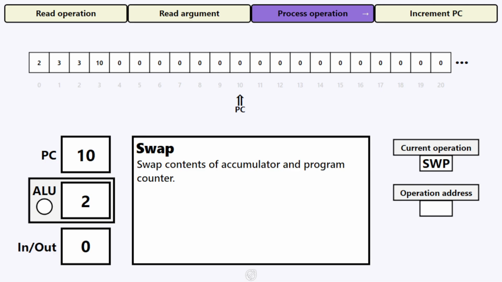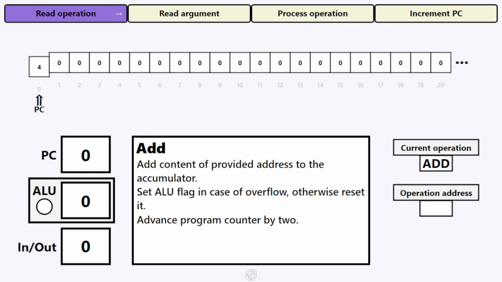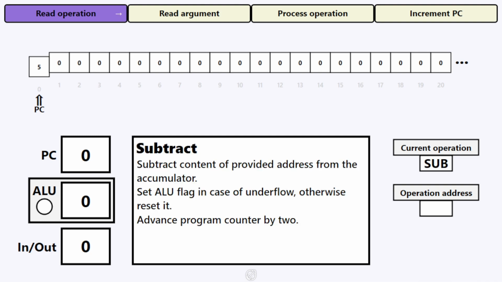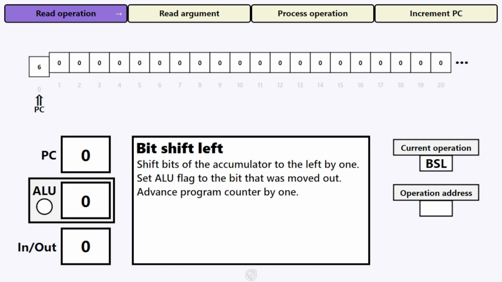Let's go to the next one. You know this one already. It's the addition. It just takes a value from memory and adds it to the accumulator. You have already seen this other one as well. Subtraction. We take a memory cell and subtract that value from the accumulator. Bit shift left. Probably best if we demonstrate that again.